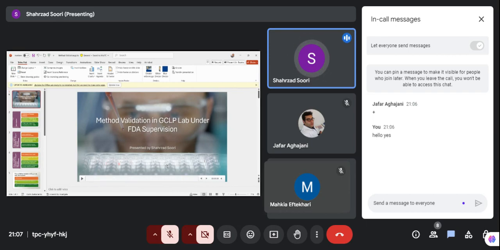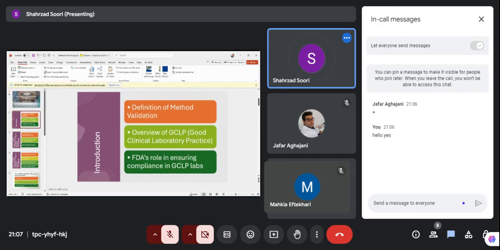Why is this topic important? Because the accuracy, reliability, and compliance of laboratory data directly impact drug development, patient safety, and regulatory approvals. By the end of this session, you will gain insight into why method validation is not just a procedural necessity, but a cornerstone of quality and trust in lab operations.